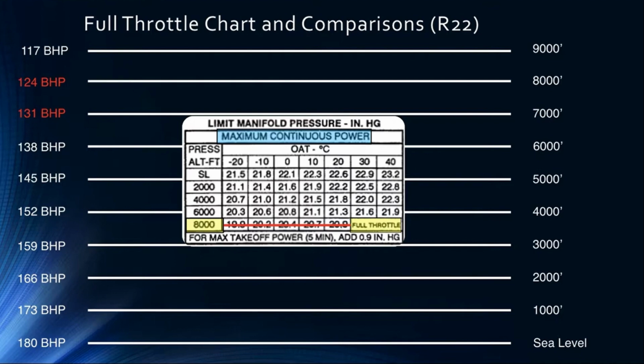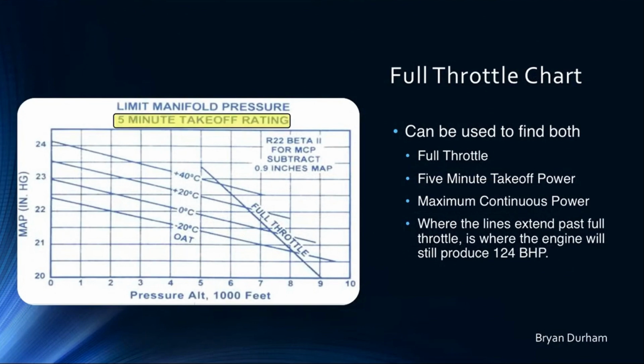So if I'm not doing any maneuver or flight configuration that requires me to produce 124 brake horsepower, I'm going to be perfectly fine. But the minute that I do, I need 131 or whatever the case is, I'm not going to be able to produce that, and you're now in a situation where you could potentially get low rotor, okay?